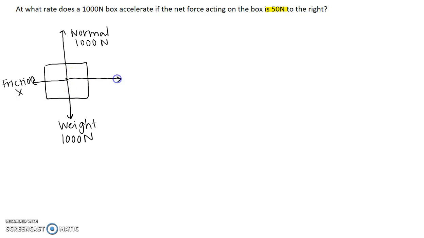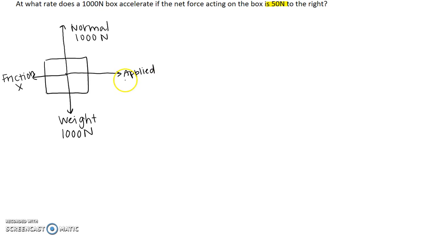And then, slightly larger than friction, I have a force in the rightwards direction. We're going to call this applied, and this is what's making our box accelerate to the right. We're going to call that X plus 50 newtons, and we call it plus 50 newtons because that net force of 50 newtons is to the right.